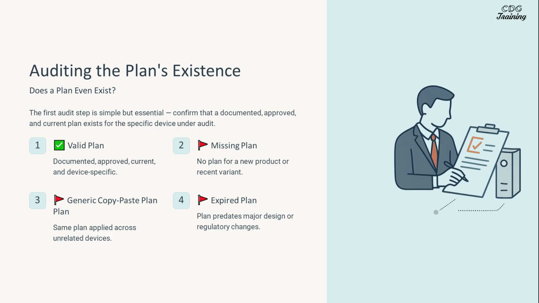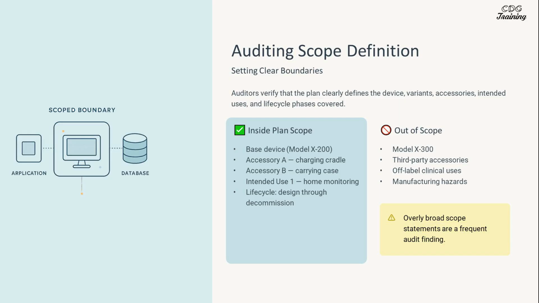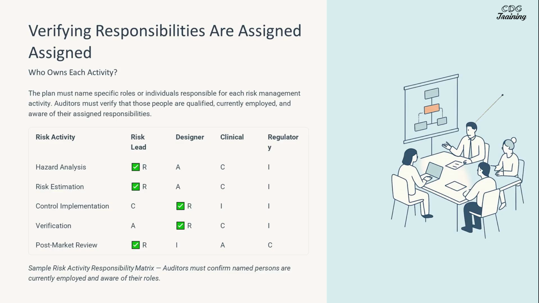The first audit step is to confirm that a documented, approved, and current plan exists for the specific device under audit. This ensures the plan is valid and relevant. Auditors verify that the plan clearly defines the device, variants, accessories, intended uses, and lifecycle phases covered. Overly broad scope statements are a frequent audit finding. The plan must specify roles for each risk management activity. Auditors must verify that these roles are qualified, employed, and aware of their assigned responsibilities.